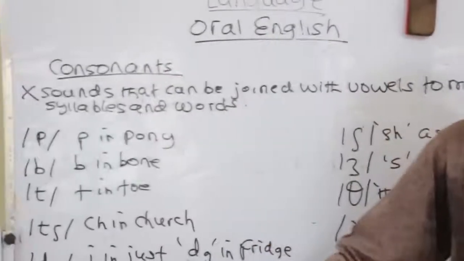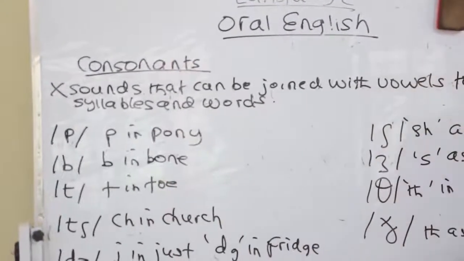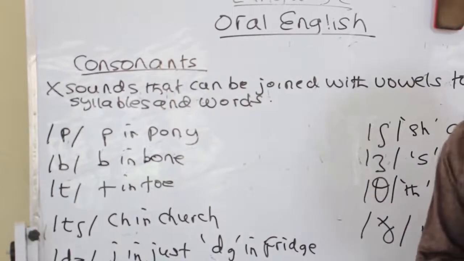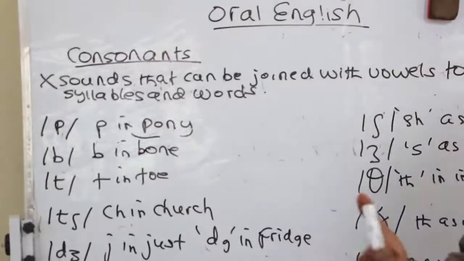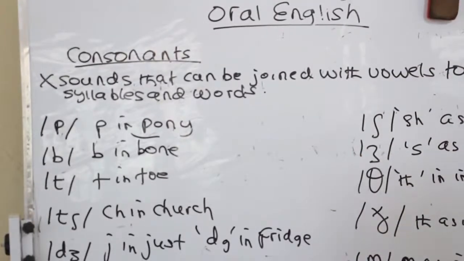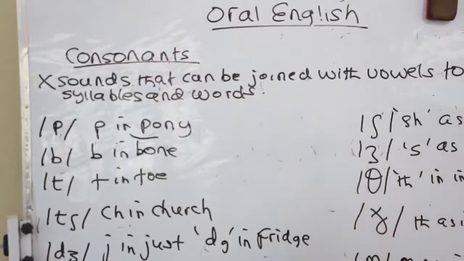Now, we have p, as in penny. You have p at the beginning. Remember, consonant sounds are joined with vowel sounds in order to produce syllables or words.